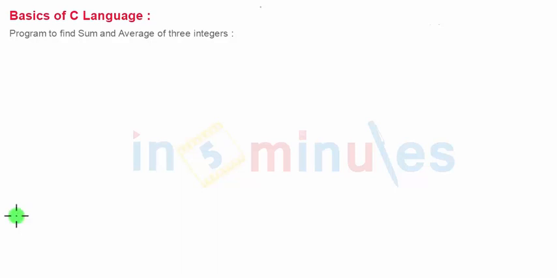Now we'll write a simple program to find the sum and average of three integers. As discussed earlier, writing a program is instructing a computer to perform some task. What is to be input, what is to be calculated, what is to be output, everything we decide and write in instruction form, and the computer is supposed to perform that task.